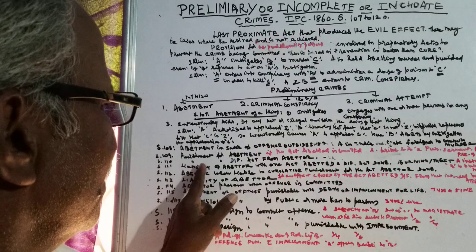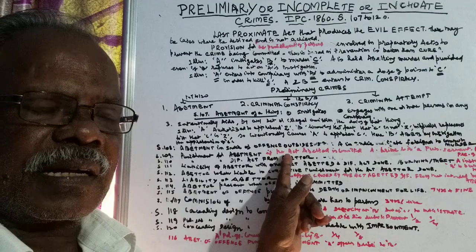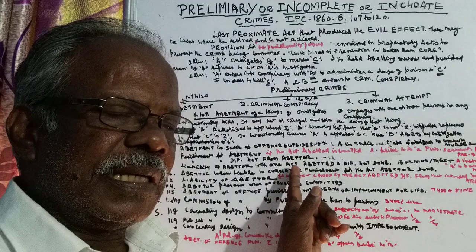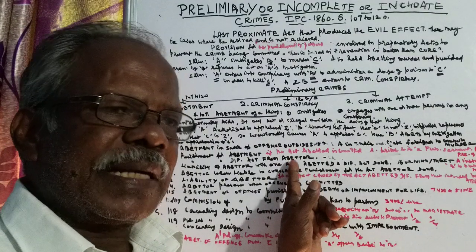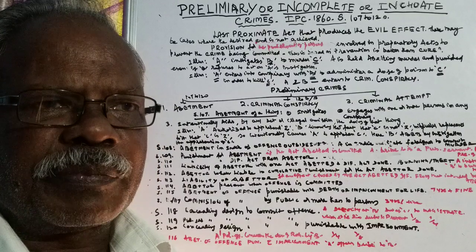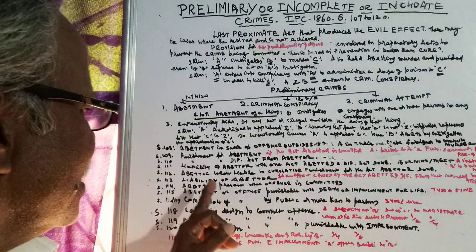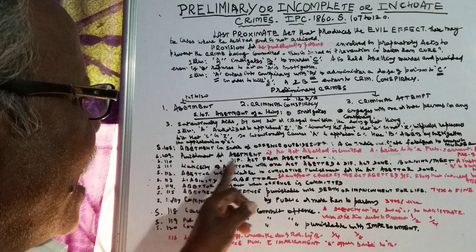Then section 110, punishment of abetment if the person abetted does an act different from that intended by the abettor. So the abettor may be asking another person to do some act, but the person does a different act from the one the abettor intended.